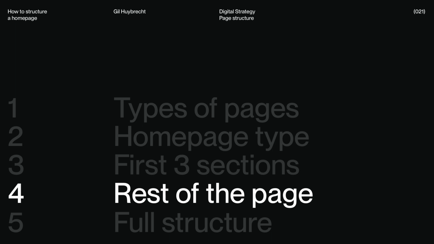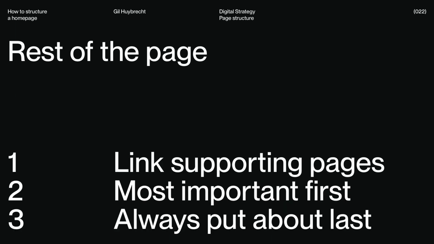To complete the homepage, we have the rest of the page. Here we will link towards other supporting pages of the website in order of importance. One thing I always do is putting the section that will link to the About page as the last one, since that has the least amount of value for the visitor. Closing off the page, we of course have the footer. So to visualize this, let's have a look at how I applied this on the Kusto website.